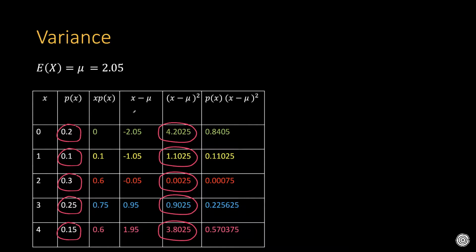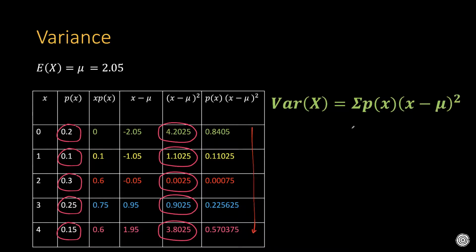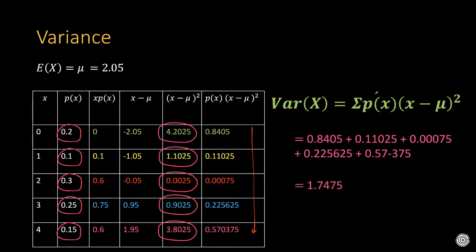So that's simply 0.2 times 4.2025 to give me 0.8405, 0.1 times 1.1025 to give me 0.11025, and so on. Coming back to the formula for the variance, I then add all of these values in the last column, and that gives me 1.7475, which is just 1.75 to 2 decimal places. Now, I like to do it in table form because I like to really break it up, but there is actually another formula for variance, and some may think it's even simpler and requires less working out. So let's have a look at it.